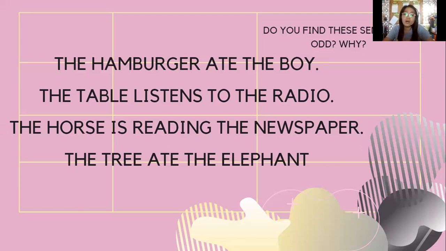Kung titingnan natin yung sa grammar niya, correct po siya. But the odd thing about these sentences is the context itself. The hamburger ate the boy. So how can it be that the hamburger can eat the boy? Or how can it be that a table or horse or tree listens, reads, and eats? So here come the semantic features.